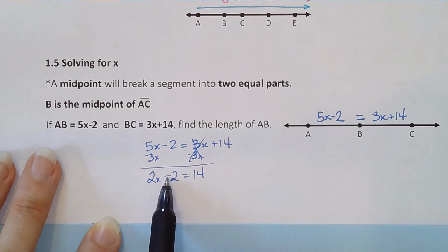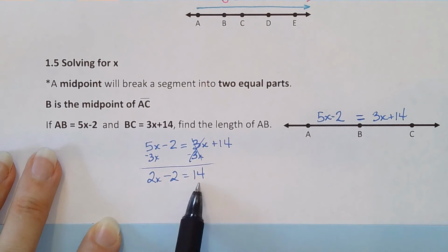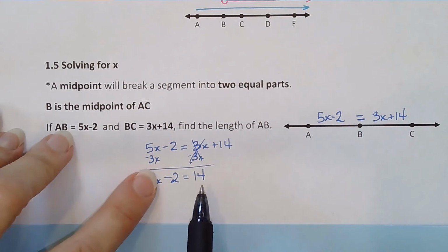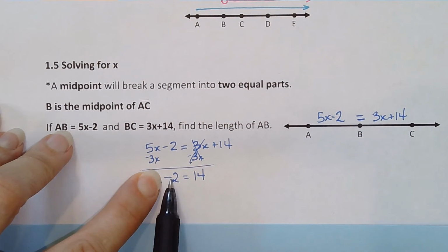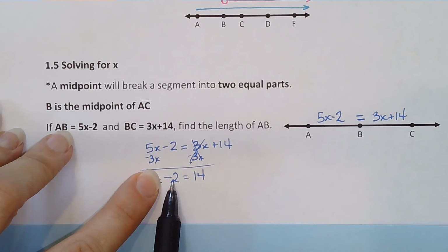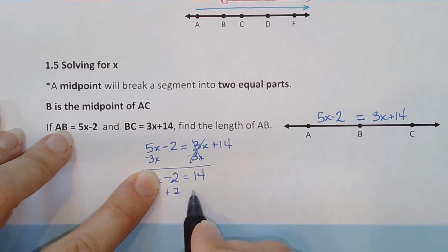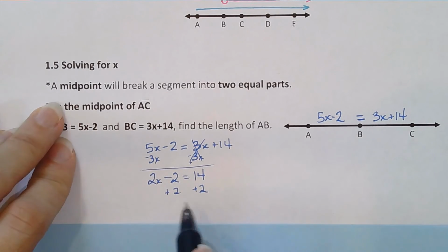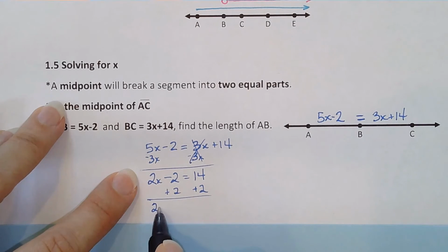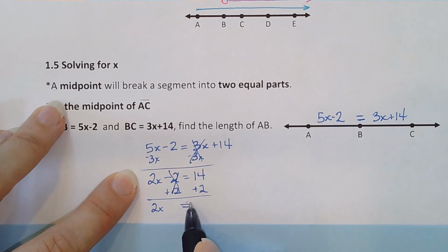Now, I want to get this 2 over on the right side because I ultimately want this x term over here by itself, right? I want the x term by itself. So that means I need to take this minus 2 and I need to move that to the other side. Since this is a minus 2, I want to do the opposite and I want to add 2 to both sides. So when I add 2 to both sides, it doesn't change my x term. That's still going to be there, but it cancels that. And so I've got 2x equals 14 plus 2.